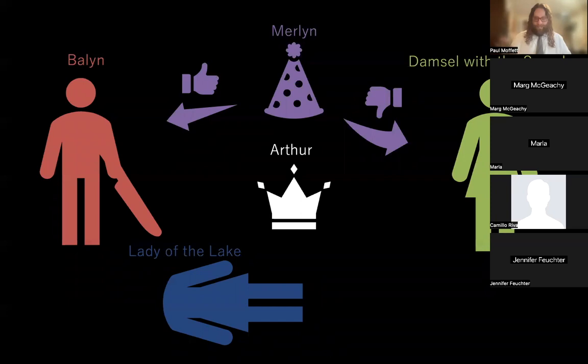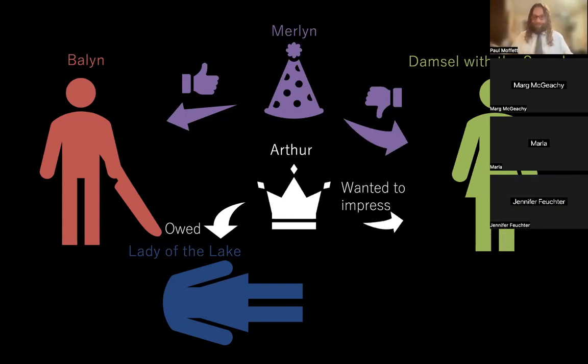Arthur, meanwhile, owed the Lady of the Lake, so he is very upset that Balin has beheaded her. He wanted to impress the damsel with the sword, and for both of those reasons he is now angry with Balin, and he banishes Balin, who just did this miraculous thing of drawing the sword from the girdle, which proved supposedly that he's without treachery. But he also just beheaded the Lady of the Lake, who was under Arthur's protection.